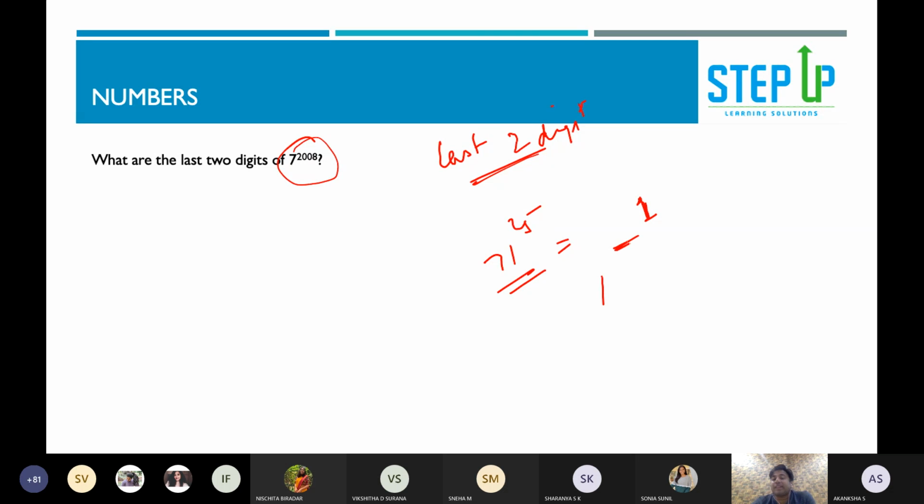Now, when you talk about the second last digit, you just need to do what? 7 multiplied by 5. What do you get? 35. In the end, you're getting 5. So the last two digits of this complete expression are 51. Sir, is the answer 61? No, the answer is not 61. 63? No, 63 is also not there.